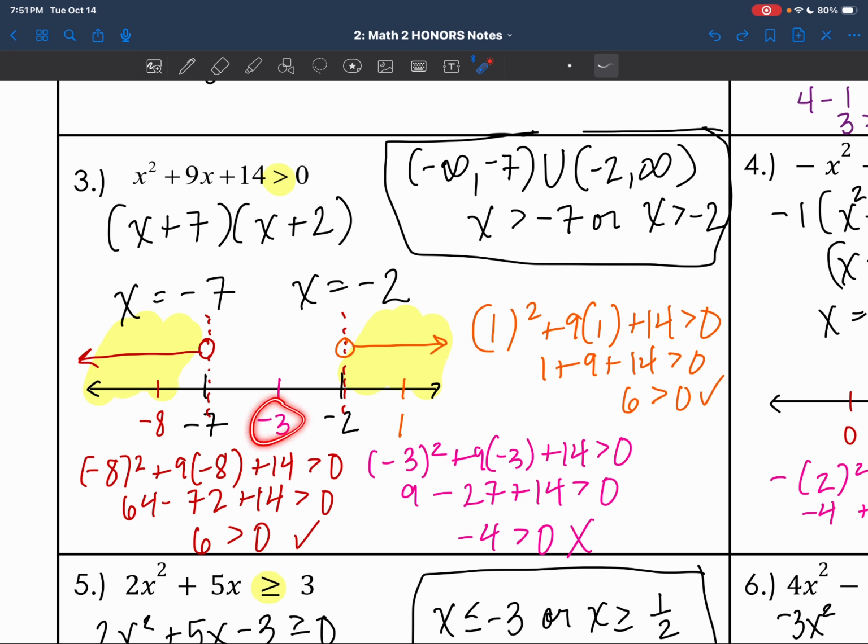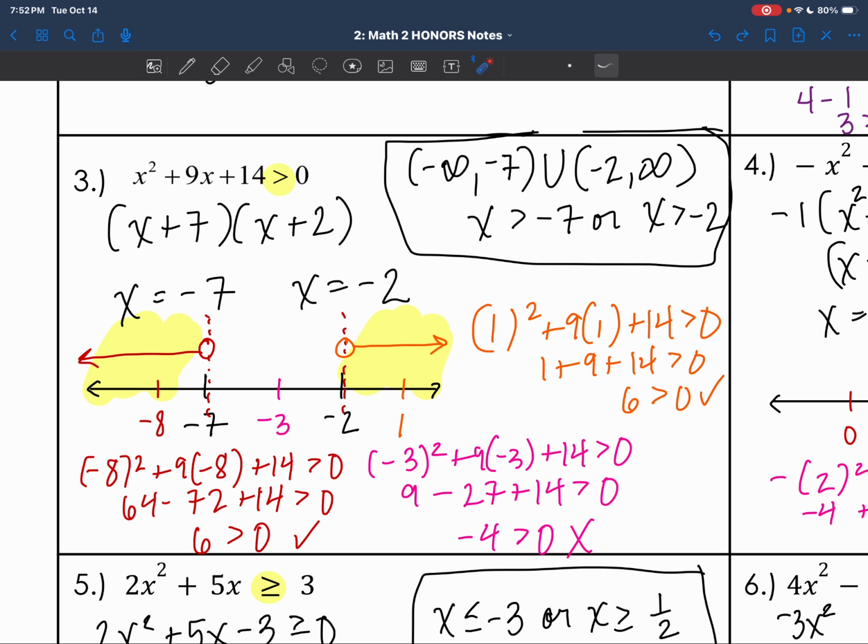So I'm going to try -3. And again, you could have picked any number. You could have picked -6, -5, -4, -3, any number in the middle. I just picked -3. And so I got -4 is greater than 0. Well, that's not true, so we're not going to shade there.